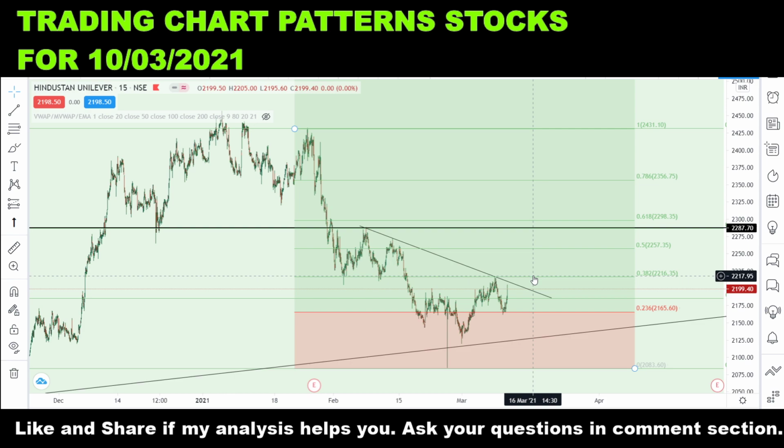And one more thing, if the stock gives a breakout in the second half, say after 12:30 p.m., then also we will consider buying this stock for an easy 30, 40 points.